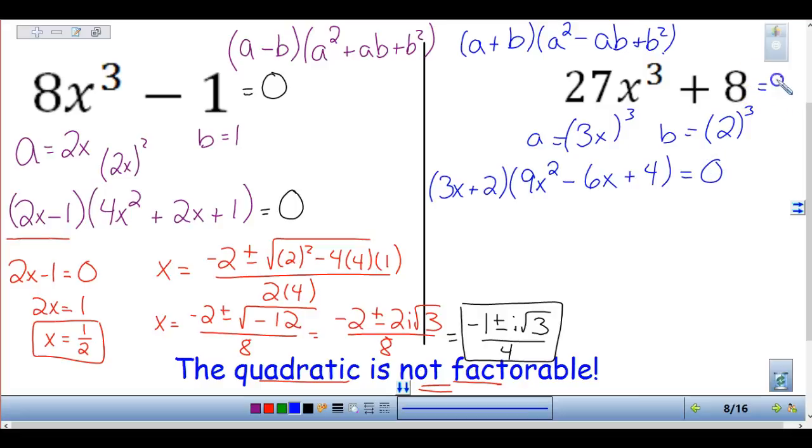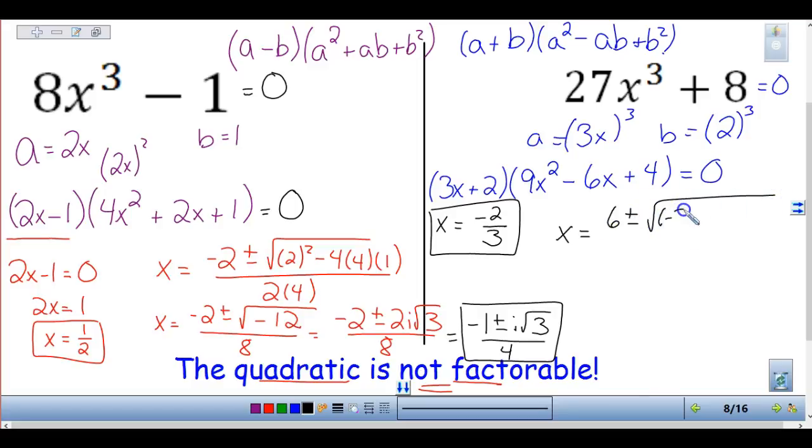Again, let f be equal to 0. First part we can solve. So here we are just going to get -2/3. Move the 2 over, divided by 3. Other part, we have to use the quadratic formula. It never ever factors, so don't even take time to try. All right, opposite of -6 is 6, plus or minus. In here, we're going to take the square root of -6 squared, minus 4 times 9 times 4. All of that divided by 2 times 9.